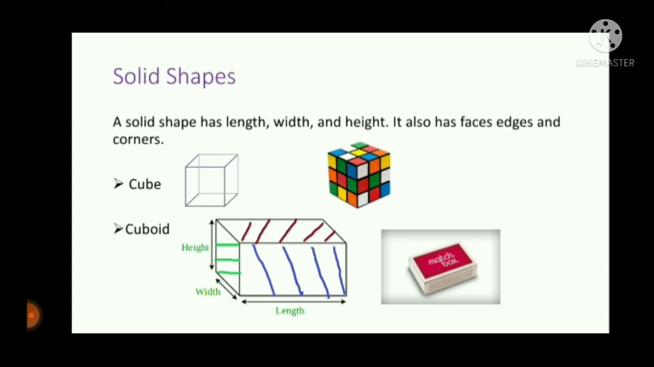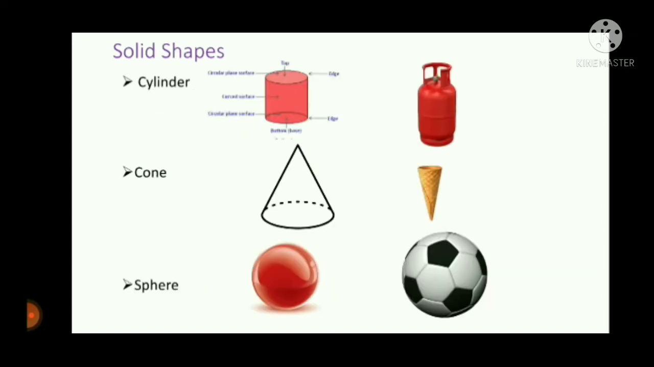You all have seen a Rubik's cube at your home. So a cube is a solid shape which is square in shape. Then comes the cuboid, which is a rectangular shape. Then comes the cylinder. You all have seen a gas cylinder at your home. You have seen a cone, like a birthday cap or an ice cream cone. These are all cone shaped. And the sphere is the ball that you can see in your regular day-to-day life.